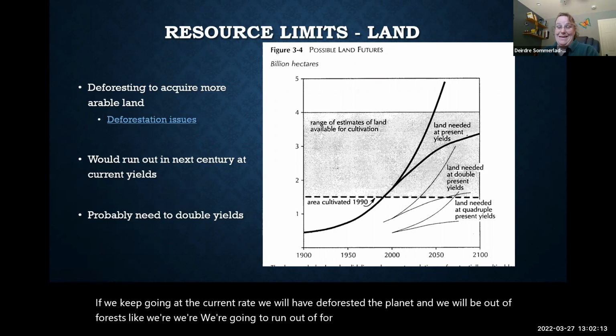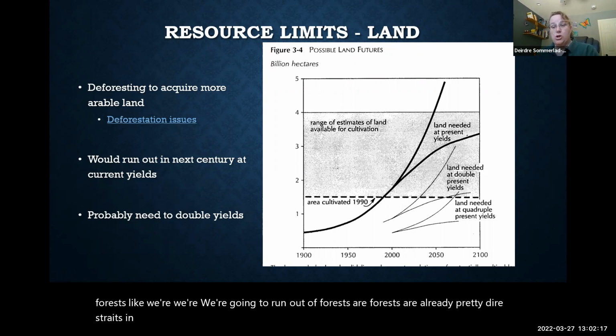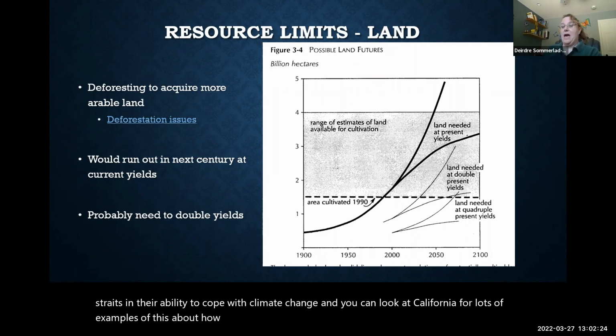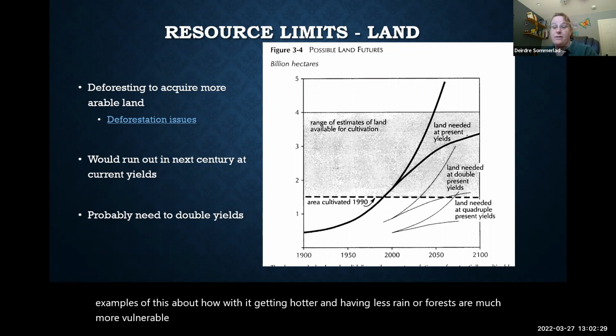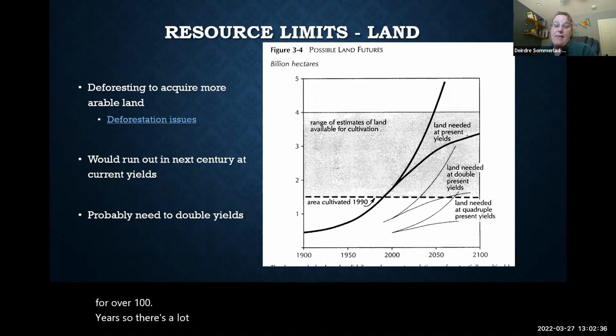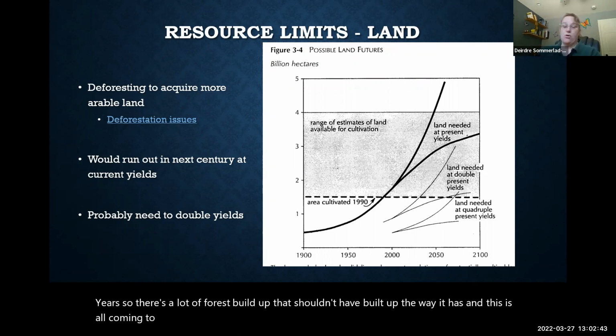Our forests are already in pretty dire straits in their ability to cope with climate change. And you can look at California for lots of examples of this, about how with it getting hotter and having less rain, our forests are much more vulnerable. We haven't kept fire on the land in a sustainable way. We've had fire suppression for over 100 years. So there's a lot of forest buildup that shouldn't have built up the way it has. And this is all coming to a head now. It's kind of catastrophic in many ways.